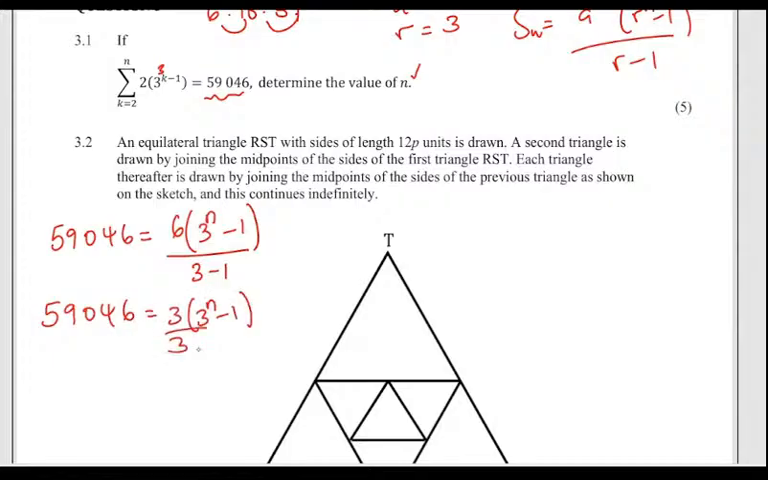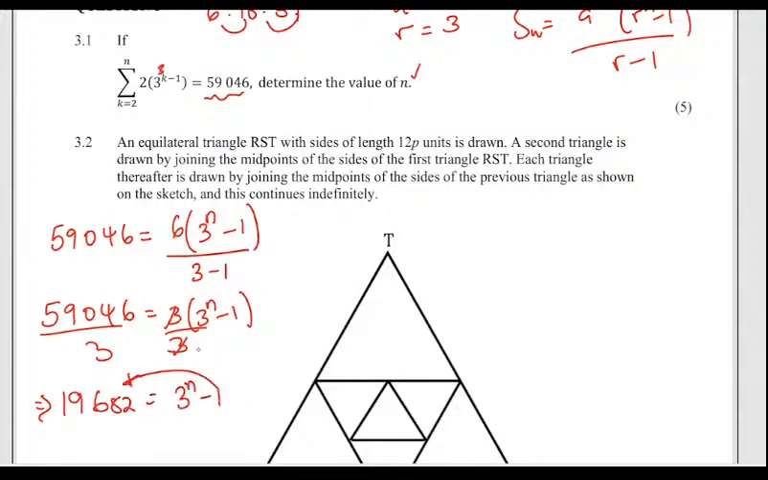Let me divide both sides by 3 to make life easy for me. When I do that, I'm going to get 19. No, that's a lie. We cannot lie to small kids. So let's see. 59046 divided by 3. No, we're not lying actually, we're telling the truth. 19682 is equivalent to 3 to the n minus 1.